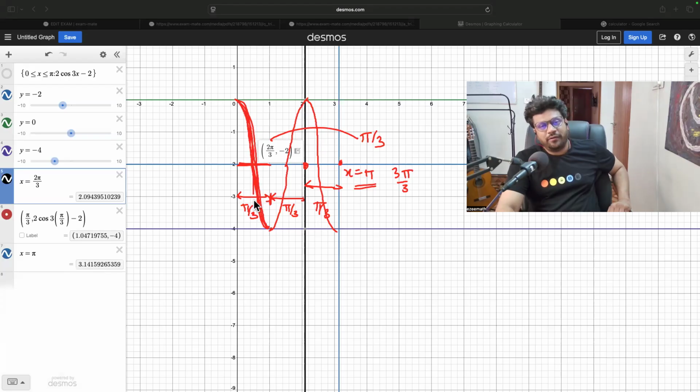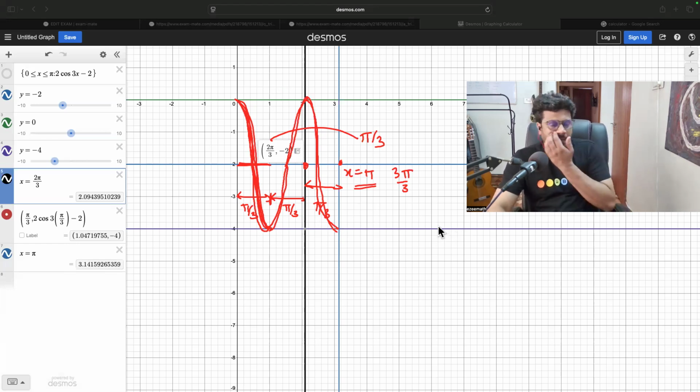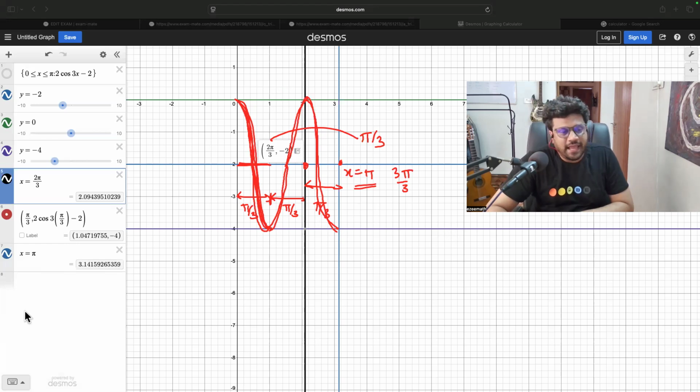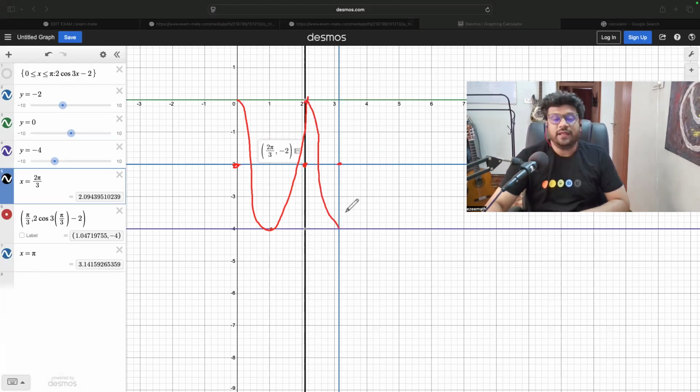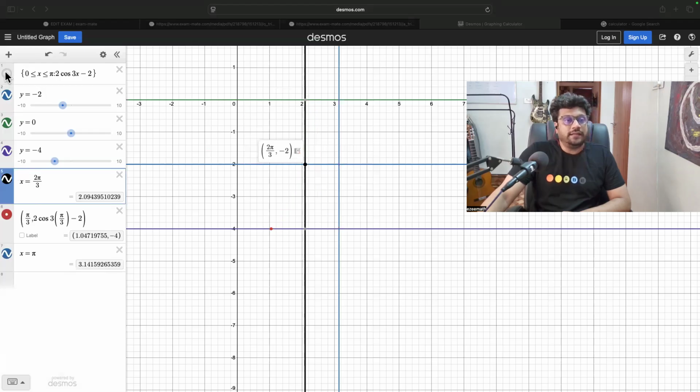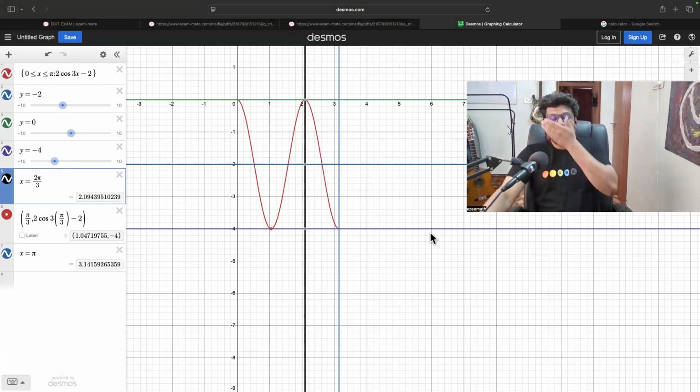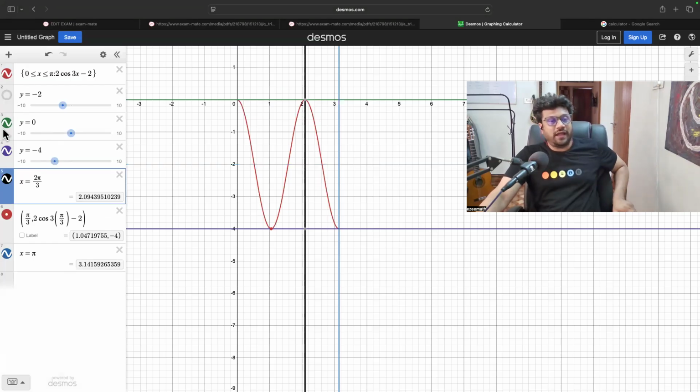This is what my whole curve is going to look like. I'll say it again: 0 to 2π/3 is one whole wave. How do you draw it? Well, there it is. 2π/3 to π, which is 3π/3, I do half again. So there it is. That's what my sine cos curve is going to look like. Now look at it without the guidelines.